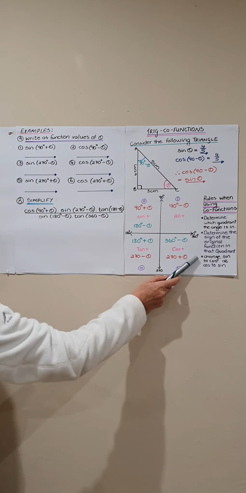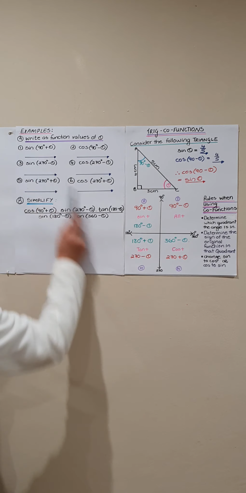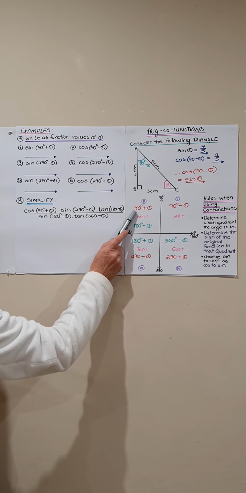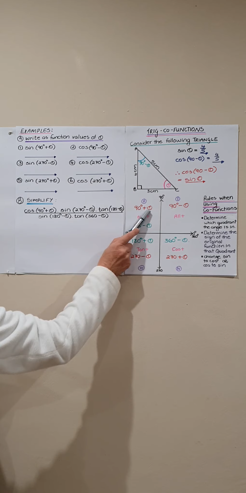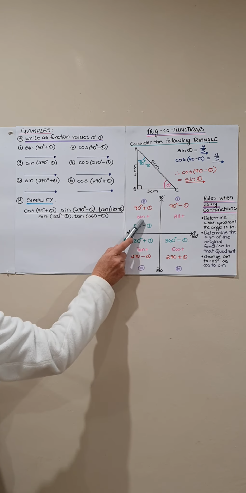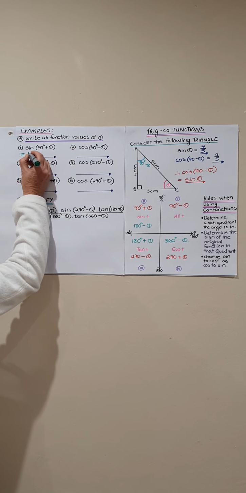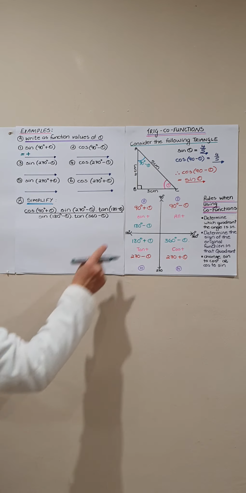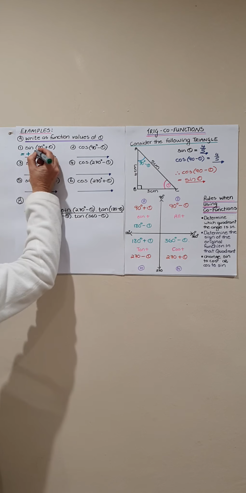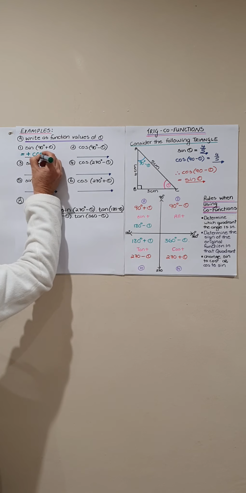If I look at my rules, I'm going to see where this angle is. This angle is in the second quadrant, 90 plus theta. And in the second quadrant, sine is positive. So my answer is going to be a positive, and then I need to change sine to cos. So it's going to be a positive cos theta.